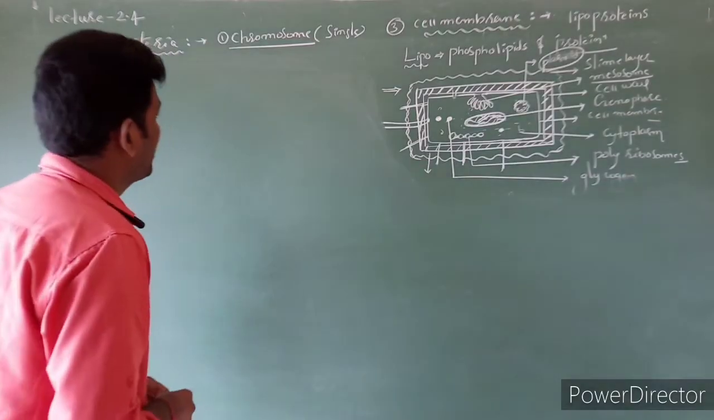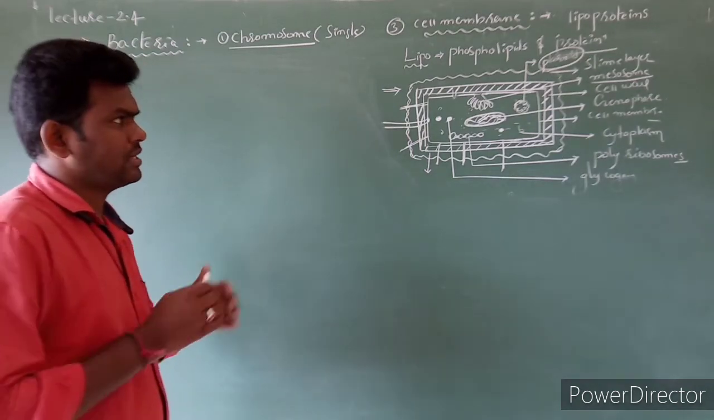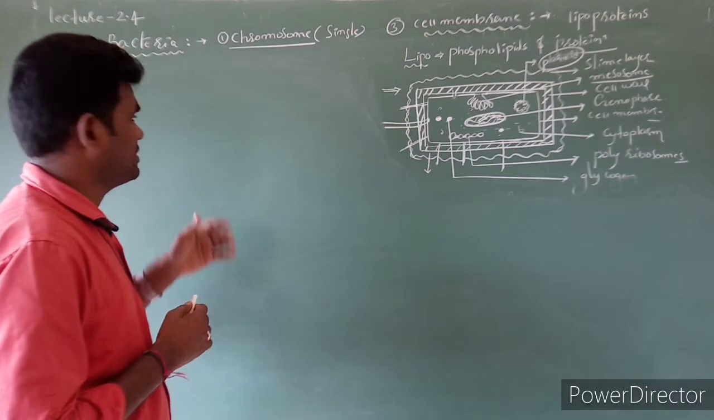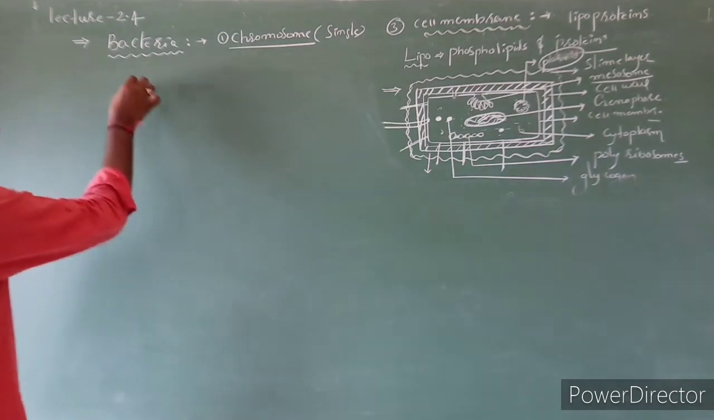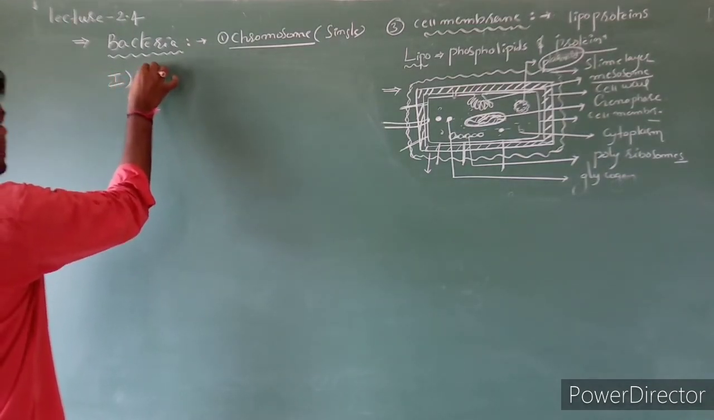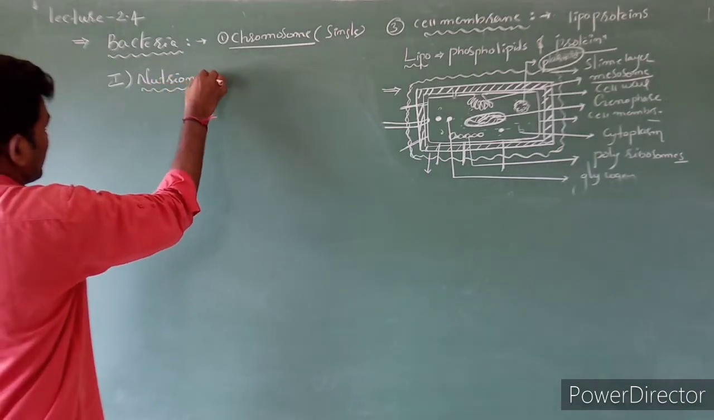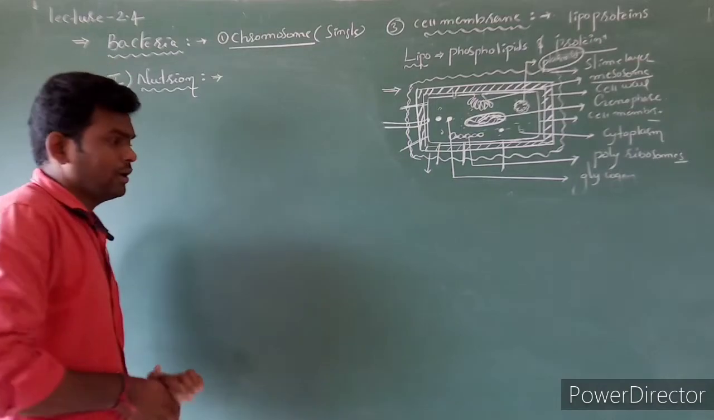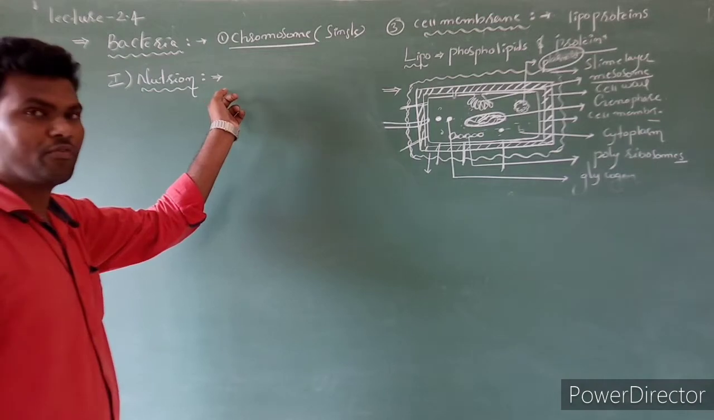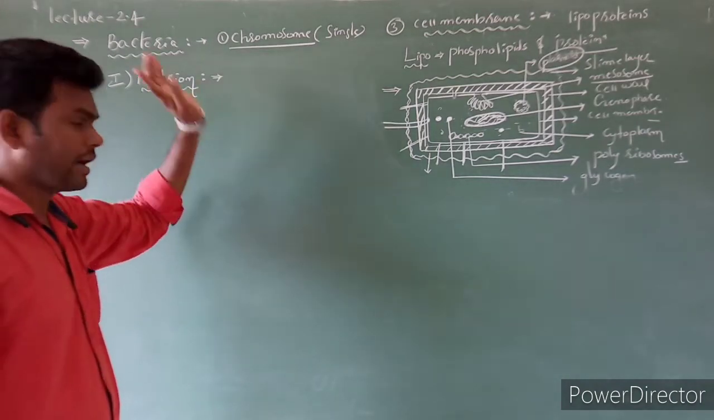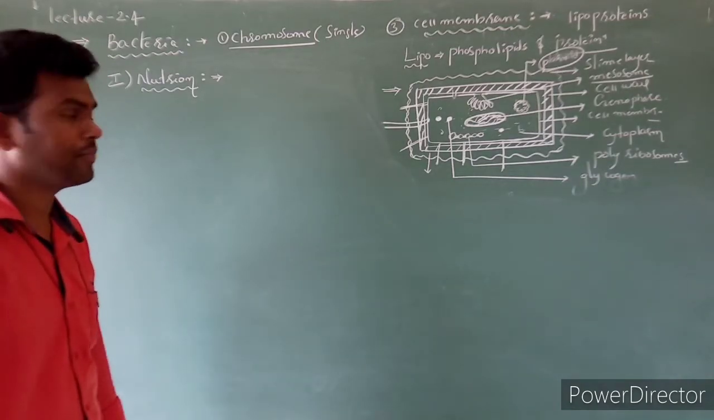Next. Now we have discussed the structure of the bacteria. Now some more information we are going to discuss, that is nutrition as well as reproduction of bacteria. First one is nutrition. Nutrition of bacteria. In the bacterial classification, we discussed that the maximum types of nutrition are shown by bacteria, more than other organisms.